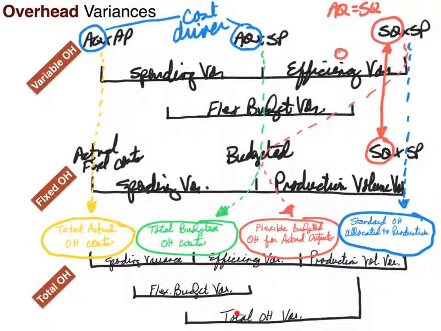To get the total overhead variance, there's a couple of ways you could do that. You could take the flexible budget variance and sum it with the production volume variance. That will give you this number. Or you could sum all three of these variances together, which would also give you this. That is how you calculate the overall total overhead variances.